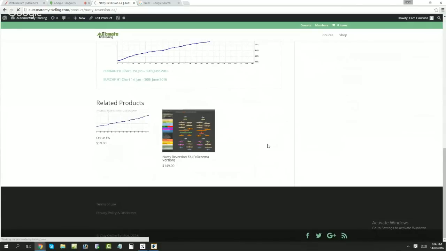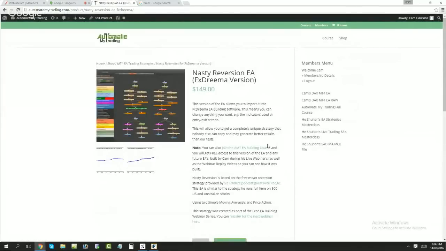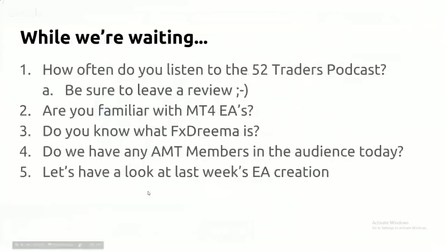For those who are unfamiliar with that, you'll find out exactly what it is and how it works in a second. Okay, so let's jump back into the presentation. This is what you should have been seeing before, but you weren't. This screen here with all the questions on it.